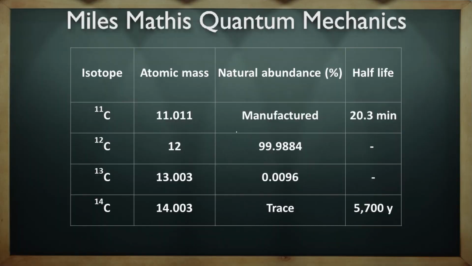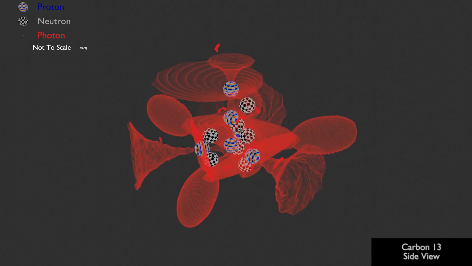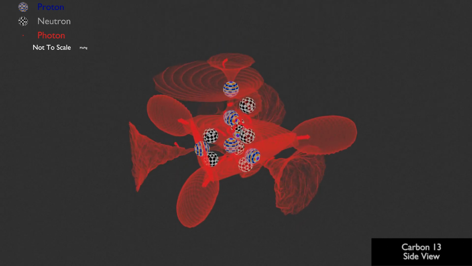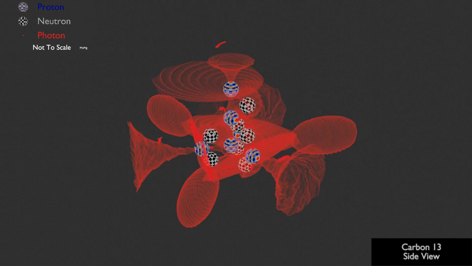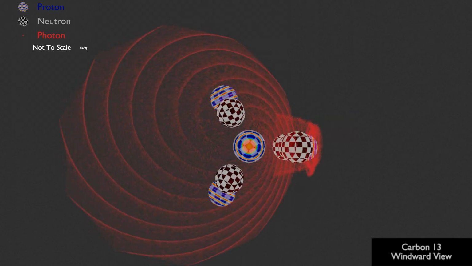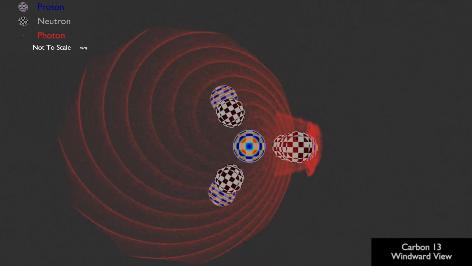What about the other carbon isotopes? Why is carbon-13 stable? This is carbon-13. We see the same asymmetric shielding as helium-3. Once again, the neutron is protected by the charge stream wrapping around the neutron and the intake of the vertical axis proton. This is the view that the charged wind sees.